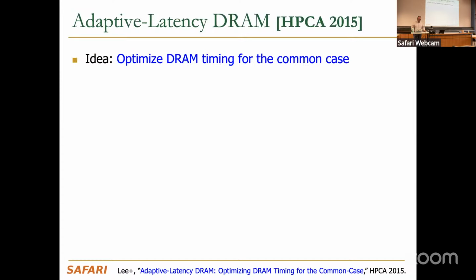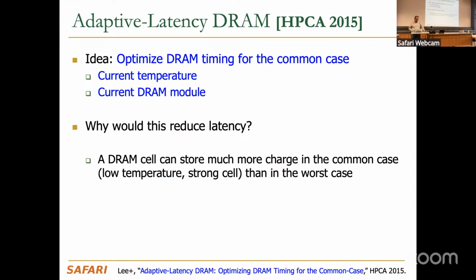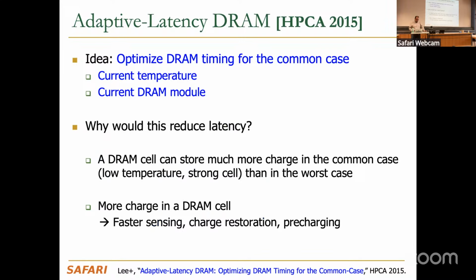So this work, adaptive latency DRAM, the idea is to optimize DRAM timing for the common case, basically considering the current temperature and current DRAM module we have. We already discussed that. Why would this reduce latency? I'm going to skip this.